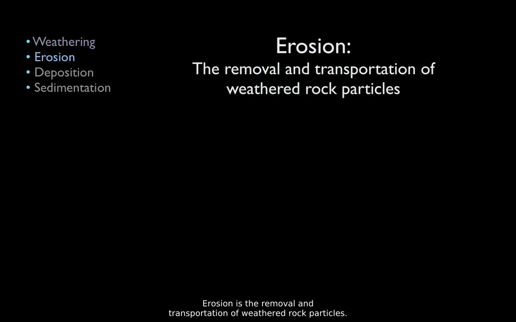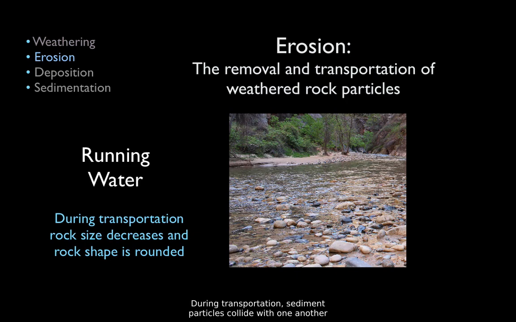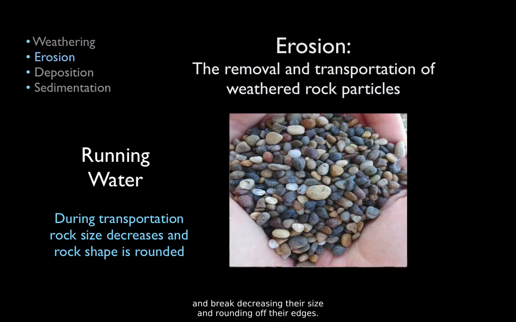Erosion is the removal and transportation of weathered rock particles. Running water is the dominant agent of erosion. During transportation, sediment particles collide with one another and break, decreasing their size and rounding off their edges. Looking at the size and shape of sediment particles gives a clue to how far the rock or sediment traveled. Well-rounded grains traveled farther than angular grains.